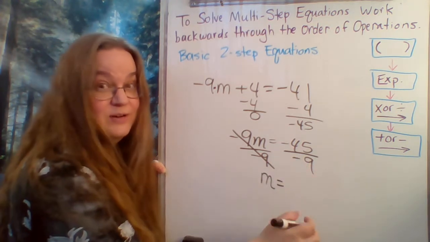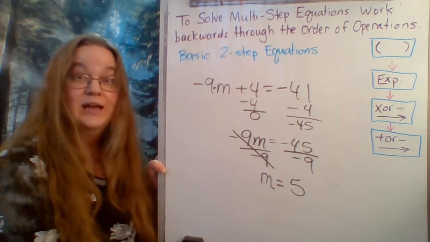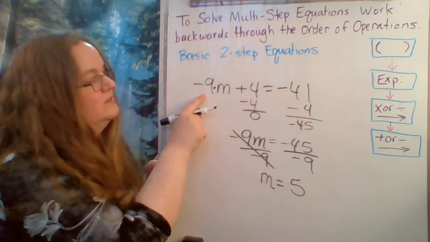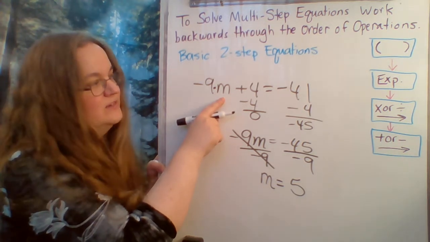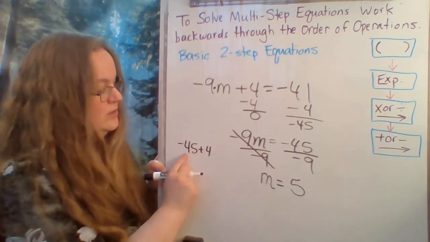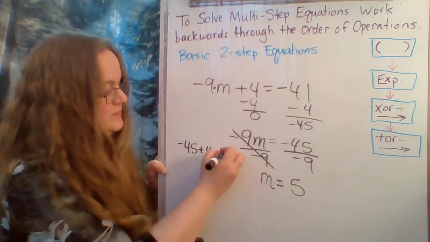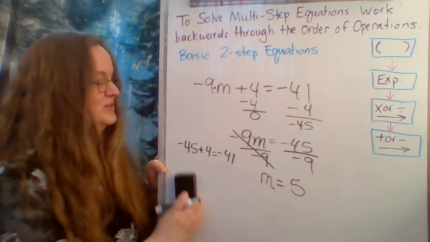Negative 45 divided by negative 9 is positive 5. And we are all done. Again, you can put that number back in and make sure that it works out. Negative 9 times 5 is negative 45 plus 4. Well, negative 45 plus 4, one's positive and one's negative, so we subtract, which would be 41. And since there's more negatives than positives, it's negative 41, so it does work out.